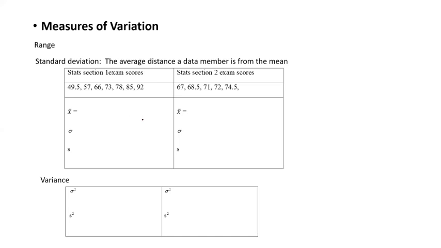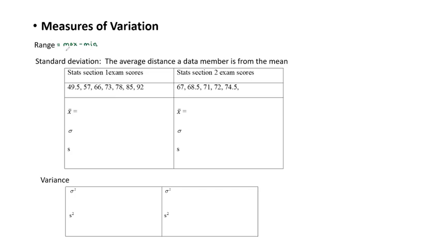In this video, I will be talking about measures of variation. The first measure of variation is the range. The range is maximum minus minimum of the data set, or the highest minus the lowest value. So for short, I'll just write this down here.